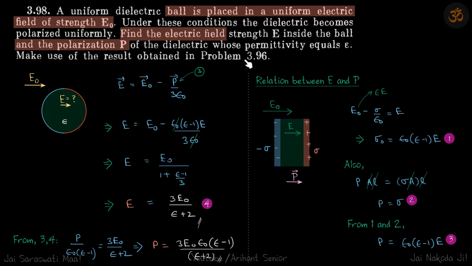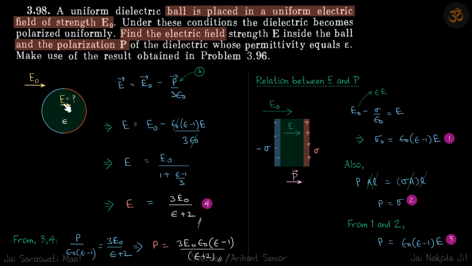So the result there was that if you have a uniform polarization P, then the electric field inside due to the bound charges is given by P by 3 epsilon. So you can just check the result also if you wish. So we are going to directly use it.